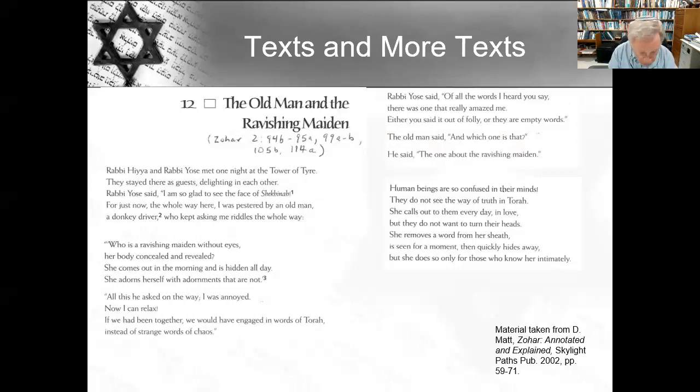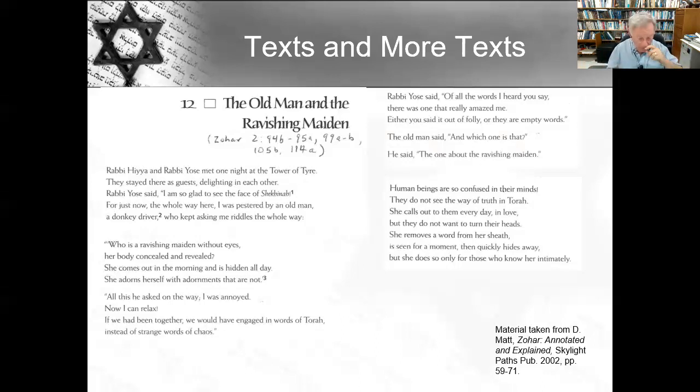Rabbi Chia and Rabbi Yossi met one night at the Tower of Tyre. There they stayed as guests, delighting in one another. Rabbi Yossi said, I'm so glad to see the face of the Shekhinah. For just now, the whole way here, I was pestered by an old man, a donkey driver, who kept asking me riddles along the way. There's a tradition when two people study Torah together, the Shekhinah, the presence of God, dwells among them.